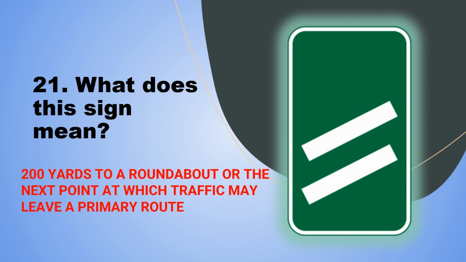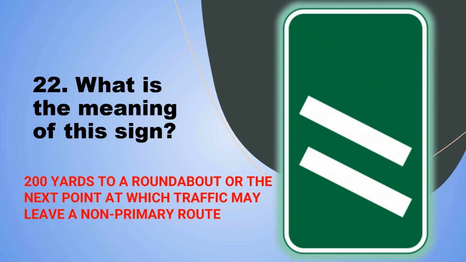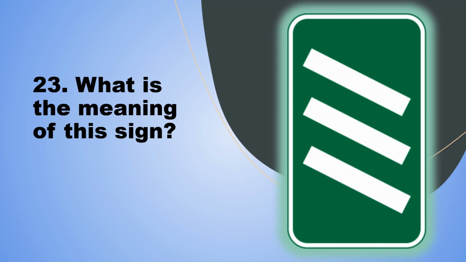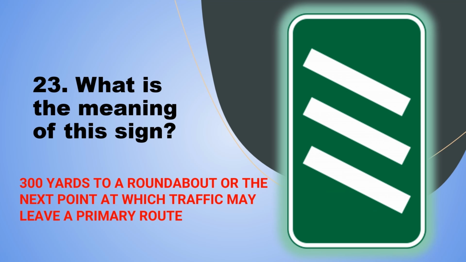So the first sign was one line, 100 yards. Now this is the sign with the two lines, 200 yards. The next sign, 200 yards to a roundabout or the next point at which traffic may leave a non-primary route. And moving on to the next sign, this one has three lines. So this particular sign means 300 yards to a roundabout or the next point at which traffic may leave a primary route. So one line, 100 yards, two lines, 200 yards, three lines, 300 yards.